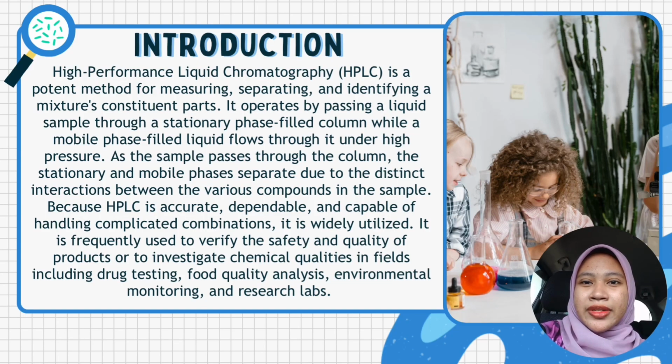Introduction. High-performance liquid chromatography (HPLC) is a potent method for measuring, separating, and identifying a mixture's constituent parts. It operates by passing a liquid sample through a stationary phase-filled column, while a mobile phase liquid flows through it under high pressure. As the sample passes through the column, the stationary and mobile phases separate due to the distinct interaction between the various compounds in the sample.